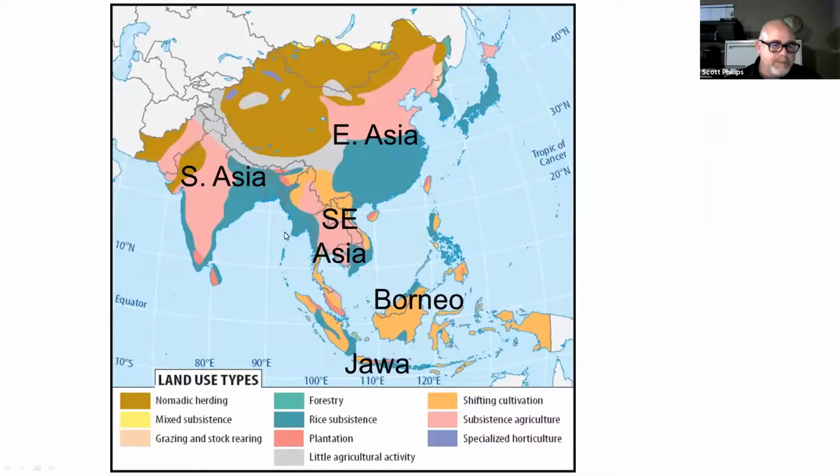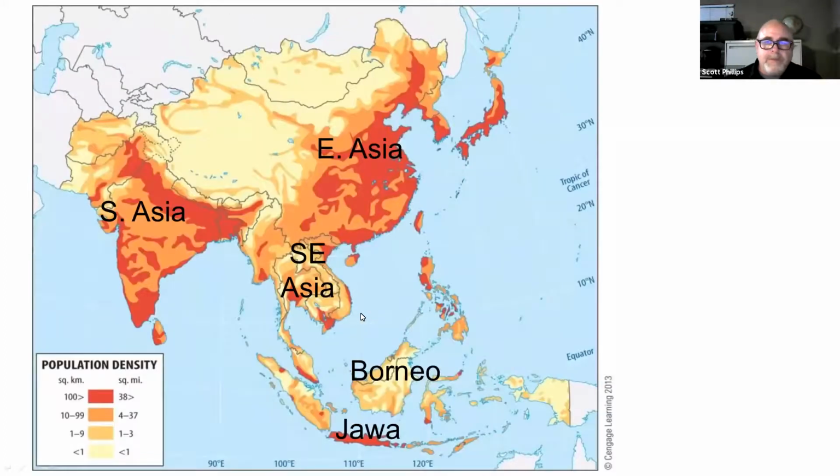Okay, so we looked at Borneo with shifting cultivation, and the island of Java with more intense rice agriculture. If we look at population density, we'll zoom out and look at Asia as a whole. In South Asia, you have this huge river valley with a massive population for India, with over 1 billion people. East Asia has massive river valleys and huge populations.